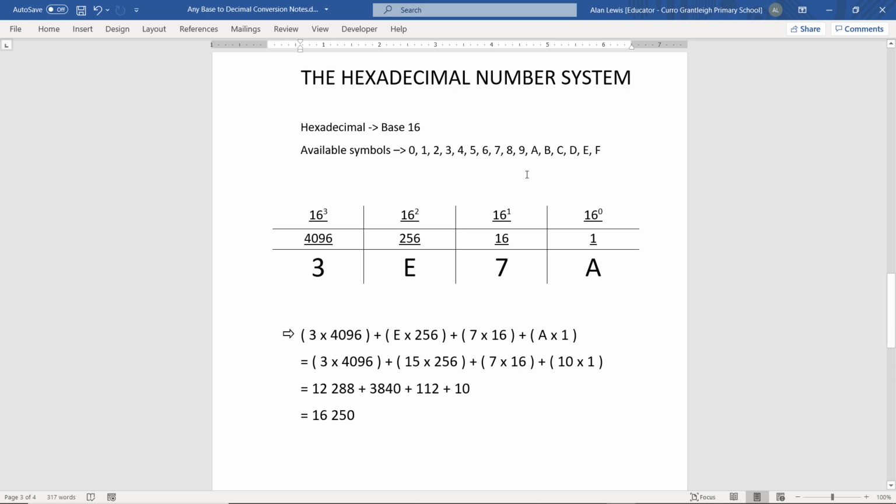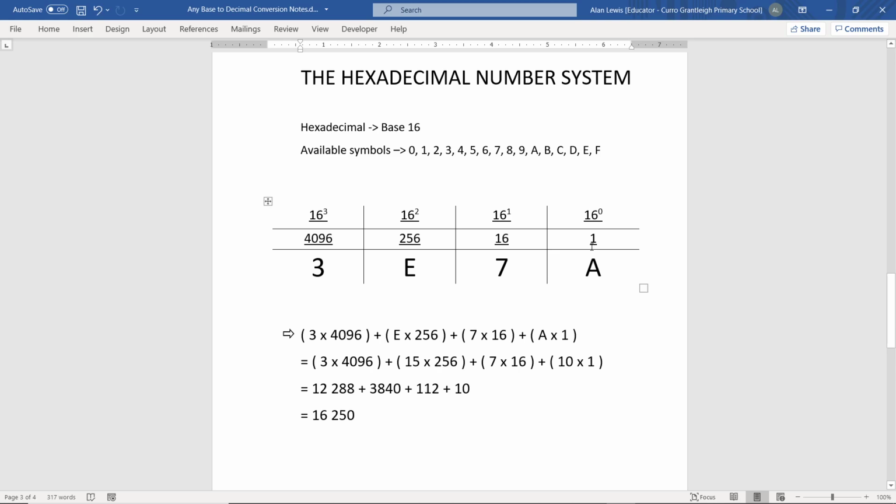So let's take another example. So here's a hexadecimal number, 3E7A. So that is a hexadecimal number. It's a number made up of the hexadecimal digits 3, E, 7, A. We break it up into its columns. Here we go. We've got the ones column, just like we did with decimal and binary. We start off with the ones column.